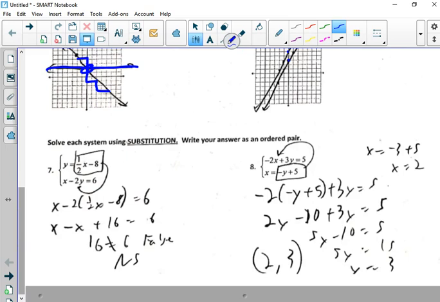Number 7, it's screaming for you to do substitution. So we substitute in right here. We end up with the statement 16 equals 6, which is false, so no solution. Number 8 is also screaming for you to do substitution, so we put it in right there. We end up getting y is 3. Plug 3 back into the original equation here. Be careful that you keep this negative there. It's the opposite of y, so -3 plus 5 is 2. And we do write that as a point, 2, comma 3.